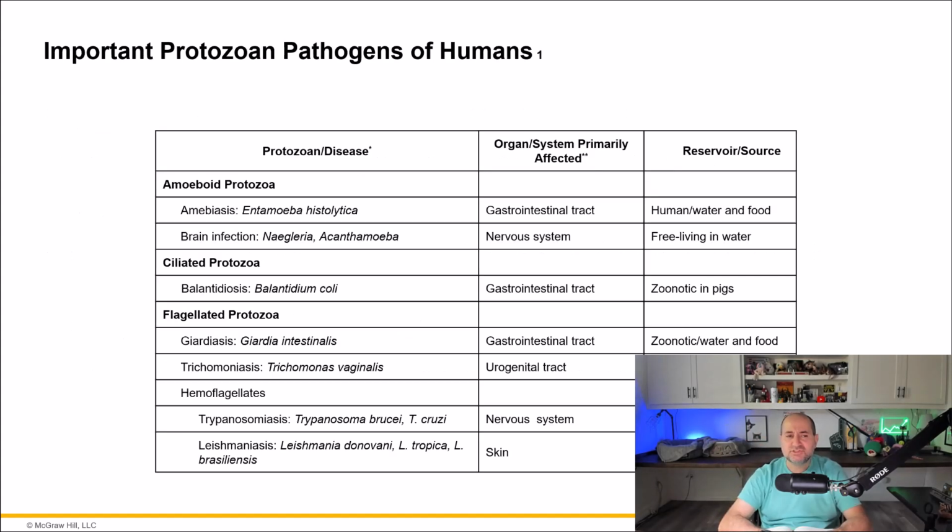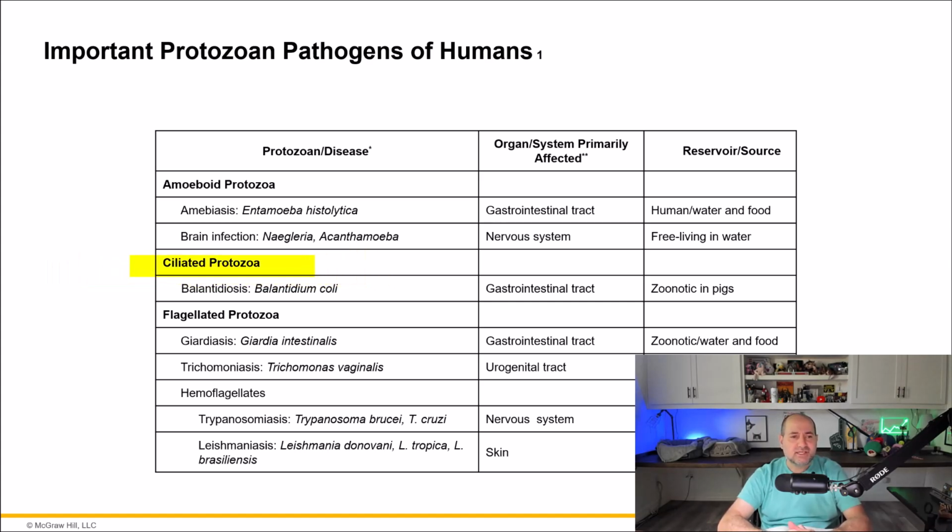On this table, I just want you to take a glance here and notice that different protozoans are classified, again, based on their motility. So take a look here. There are amoeboid protozoa that move around with pseudopods. Remember those fake feet, extensions of the plasma membrane? And you see here Entamoeba histolytica, Naegleria, Acanthamoeba. These are all examples of amoeboid protozoa.